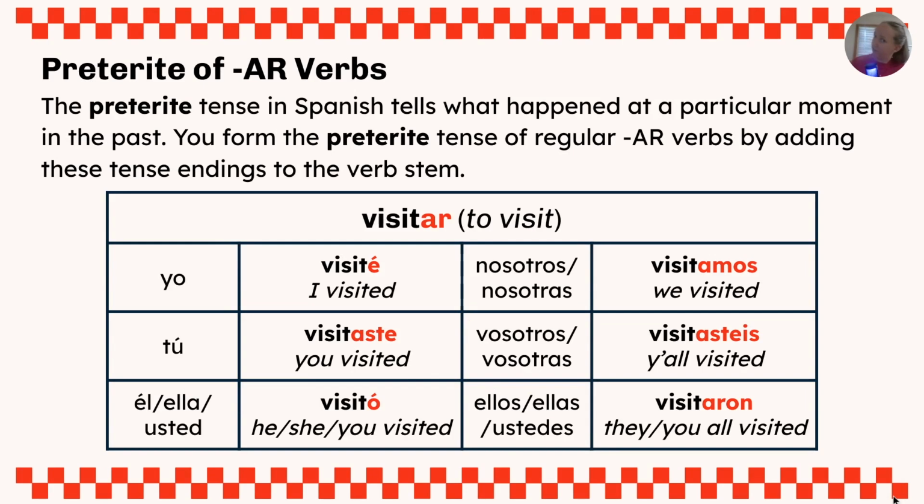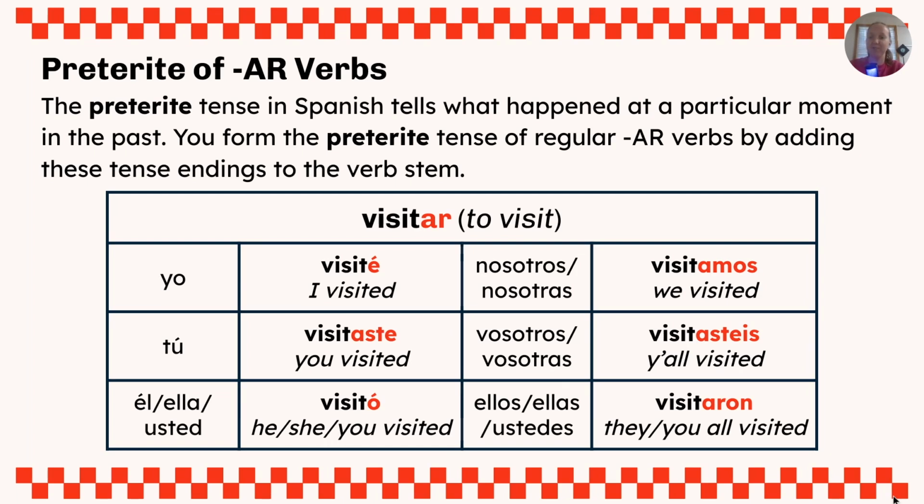Okay, the preterite of AR verbs. The preterite tense in Spanish tells us what happened at a particular moment in the past. You form the preterite tense of regular AR verbs by adding these tense endings to the verb stem. Our example here is visitar. We can tell it's an AR verb because it ends in AR. Visitar means to visit. In the yo form, our verb ending becomes é, visité, with an accent.